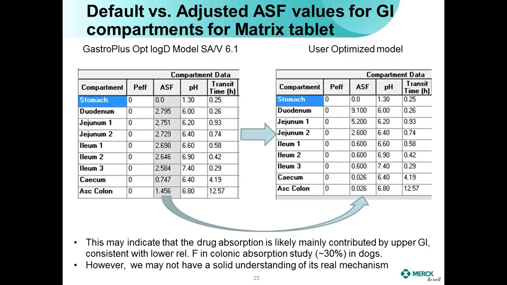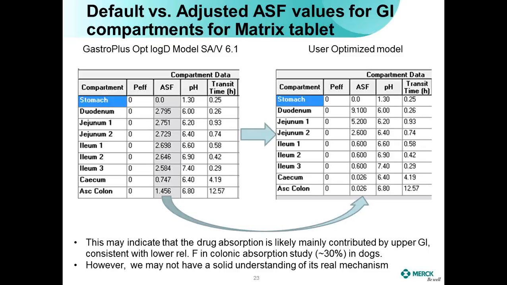So what we do here is you can actually switch to a user-defined model in the job box of that physiological tab. You can define it as a user-defined model. Basically, on the right-hand side is the user optimized model. We optimize the ASF values by first using the manual to test initial estimates, and then using the GastroPlus optimization module to find optimized numbers.